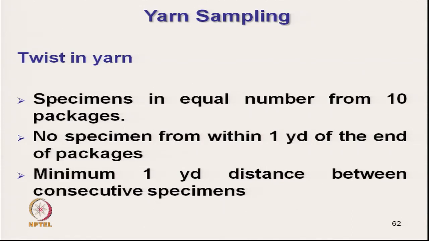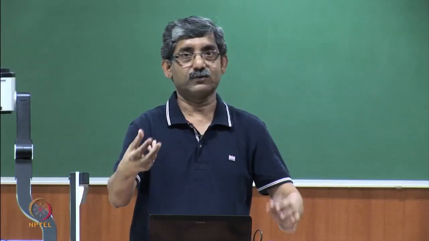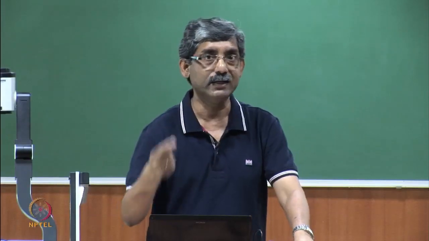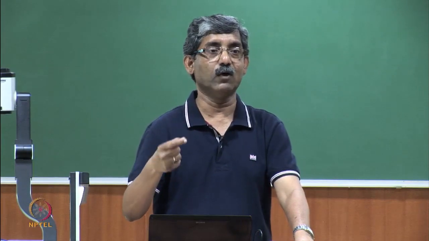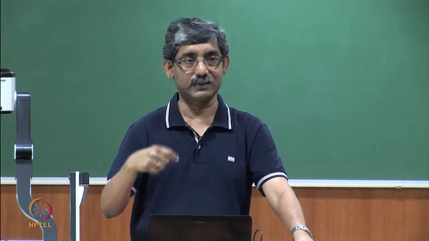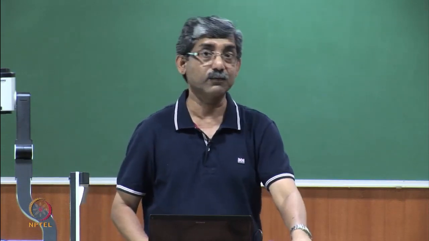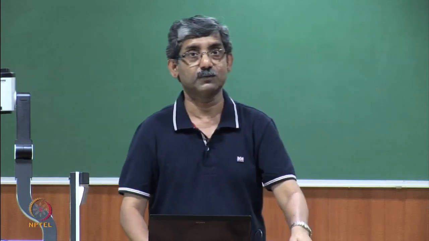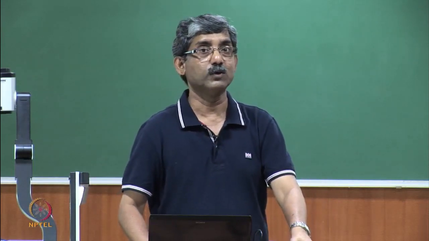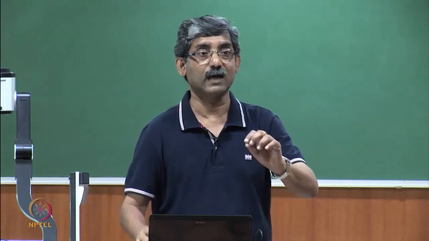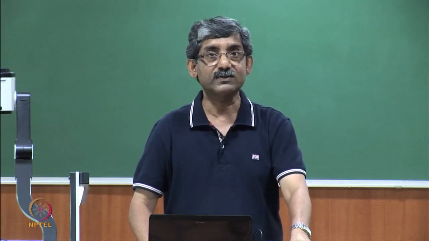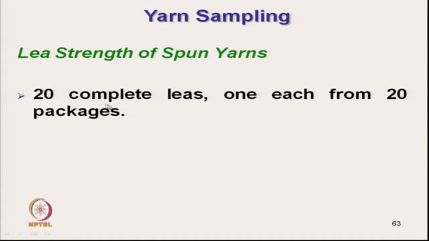Otherwise, what will happen? Twisted material always has a natural tendency to get untwisted from the end point. So, to eliminate this possibility, we have to take all this precaution. Because if the yarn is getting untwisted during twist measurement, then we will get a wrong result.